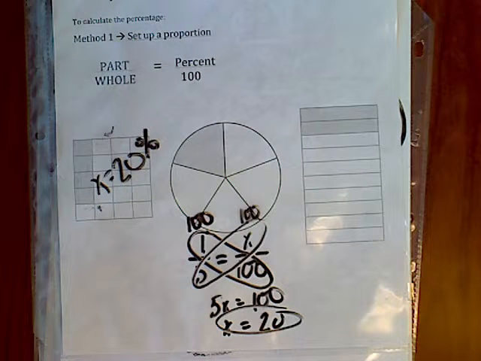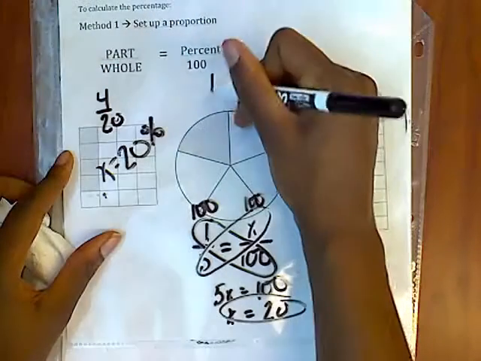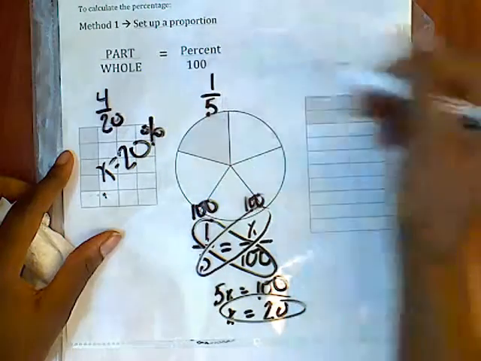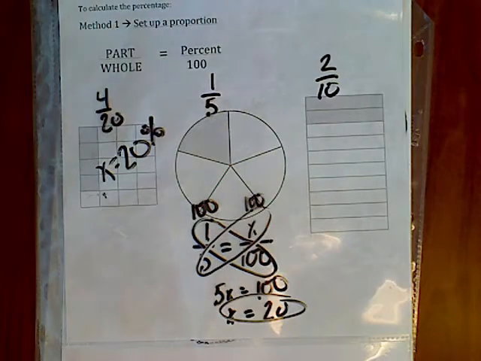What's the observation? All of these are 20%. They're also what fraction? Well, this is 4 out of 20, this is 1 out of 5, and this is 2 out of 10, which all simplify to what? 1/5. 1/5 equals what percentage?